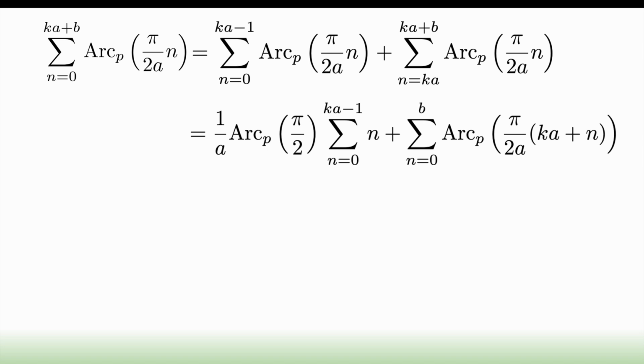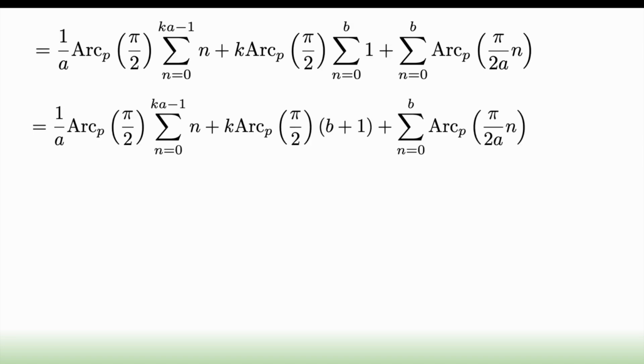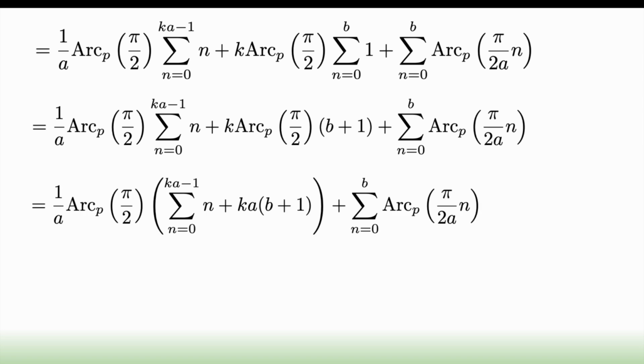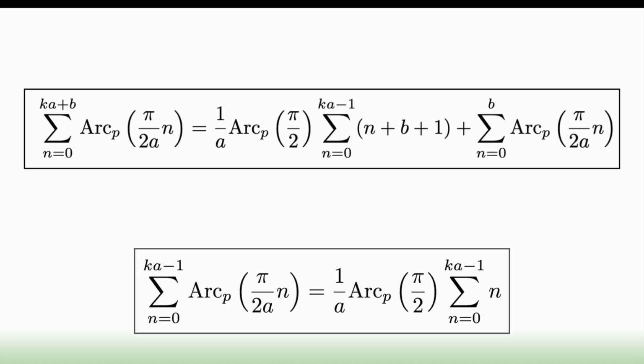Now we can use some arc properties to split these terms up. We can solve the middle sum and then factor out a 1 over a arc pi over 2. Finally, we can rewrite that term under the left summation. This is the formula for all the arc sums going to any positive integer.